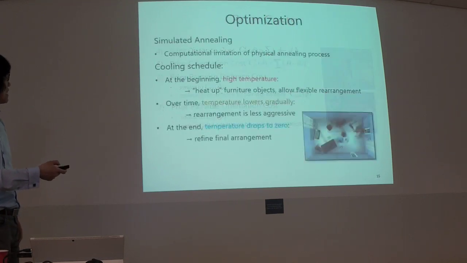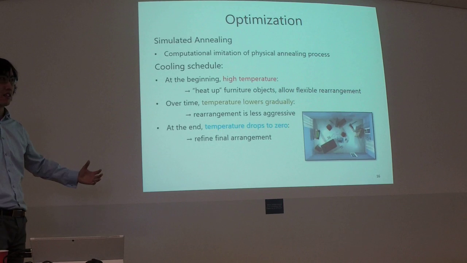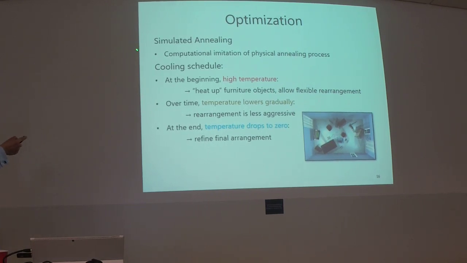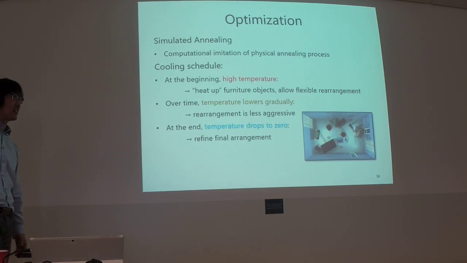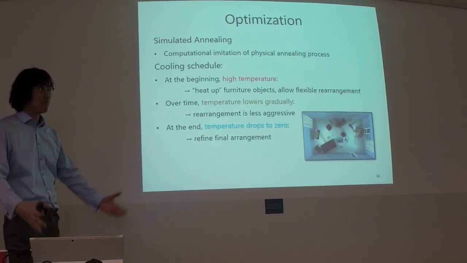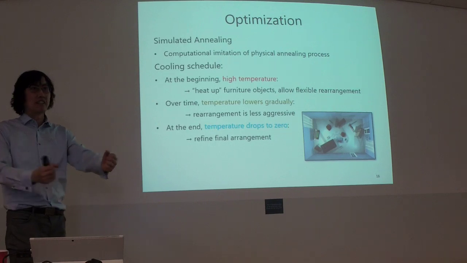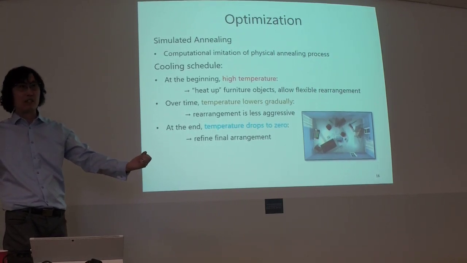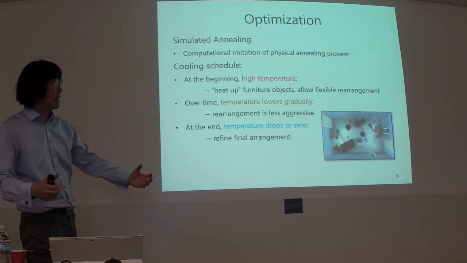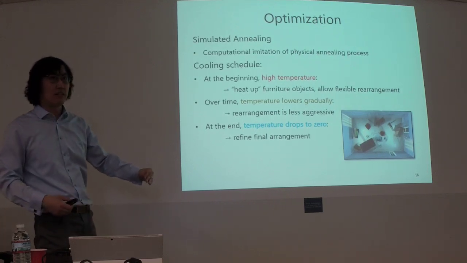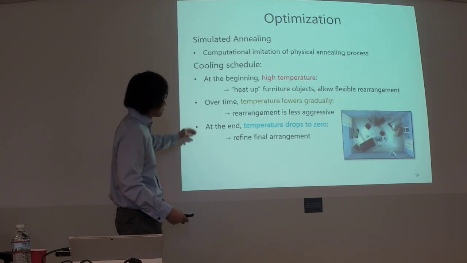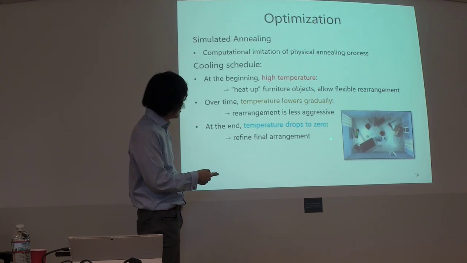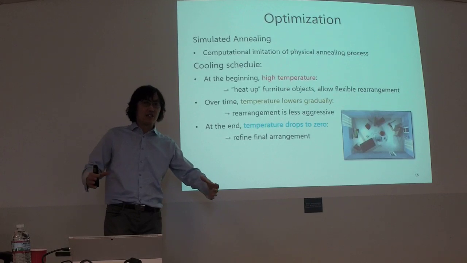So we have a weighted sum of cost terms, and we apply a stochastic optimization to optimize the cost function. We apply the simulated annealing technique to do the optimization. Simulated annealing has a cooling schedule. At the beginning, you have a temperature parameter. At the beginning, the temperature is high, so it's like you are boiling soup, right? You're boiling soup so the ingredients can move around very aggressively, so as to explore the solution space. Over time, the temperature drops gradually following a preset schedule, and the rearrangement becomes less aggressive. And at the end, the temperature drops to zero. So basically, that means refining the solution.